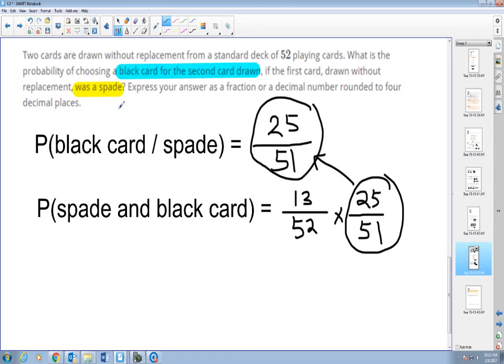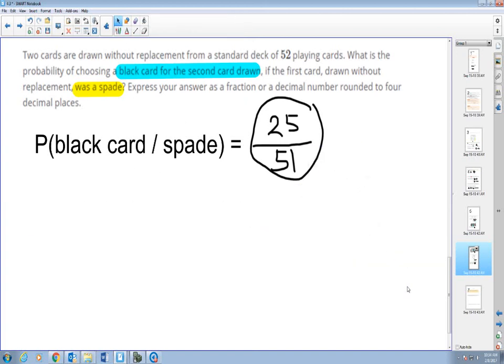So this problem, after all, is asking for the second event. What's the chance to draw a black card? Normally drawing a black card is 26 out of 52. But before I draw this black card for the second draw, I already drew a spade, which was 13 out of 52. Therefore, my second draw would be 25 out of 51, because the spade I drew is also a black card. That's why I make it 25. Alright, sorry for the confusion sometimes. Some of this can be confusing from time to time.